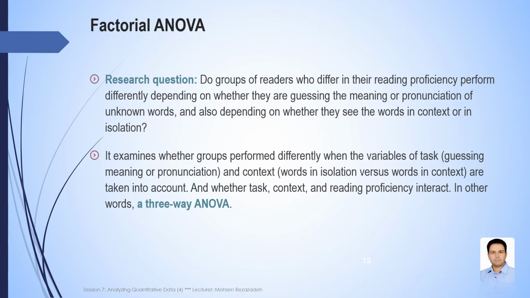Why? Because we have three independent variables. One variable is task, that is guessing meaning and pronunciation. The other variable is context with two layers again, a word in isolation and a word in context. And the other variable is proficiency level. So we need a three-way ANOVA in order to investigate this research question.